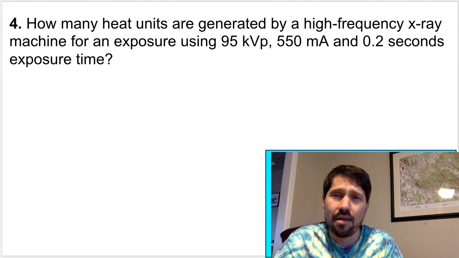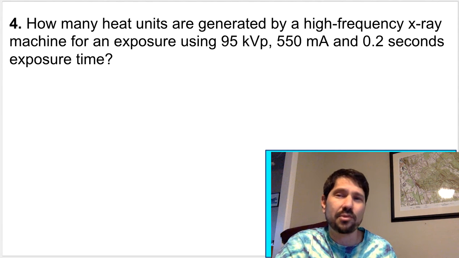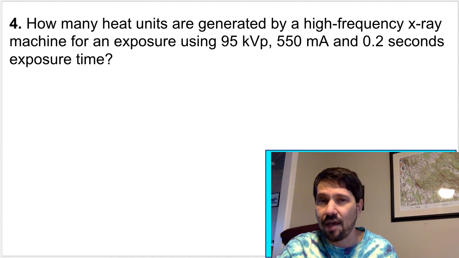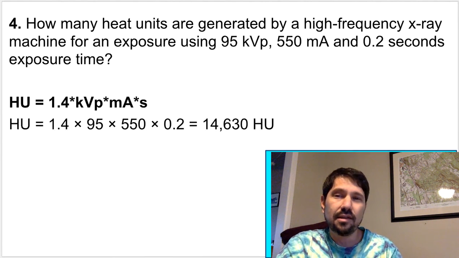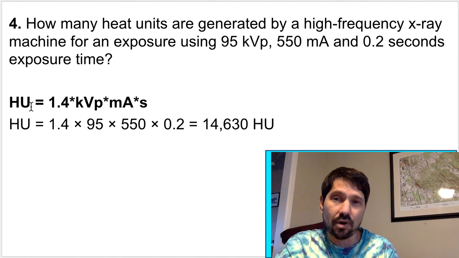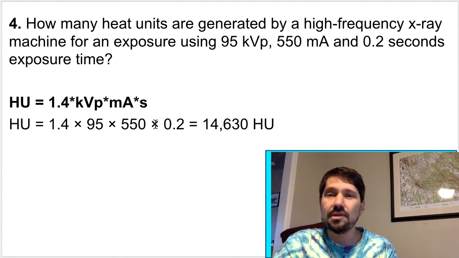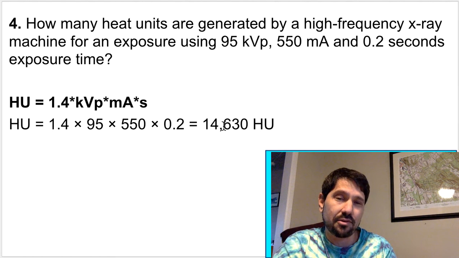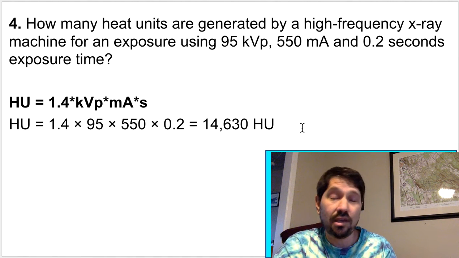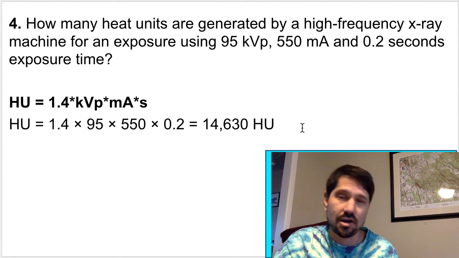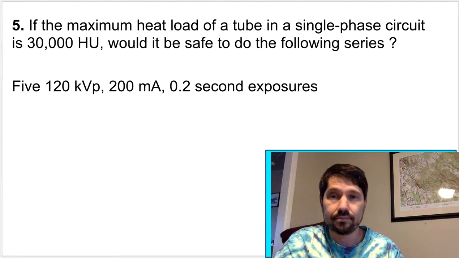All right, so here's a problem. How many heat units are generated by a high-frequency system when using 95 kVp, 550 mA, and 0.2 seconds? So you'll do 1.4, because it's not single phase, high frequency, times that kVp, times that mA, times that time. So here you'll end up multiplying it through, and you get 14,630 heat units. And heat units are the units for heat units. They're not watts, they're not joules, they're heat units.